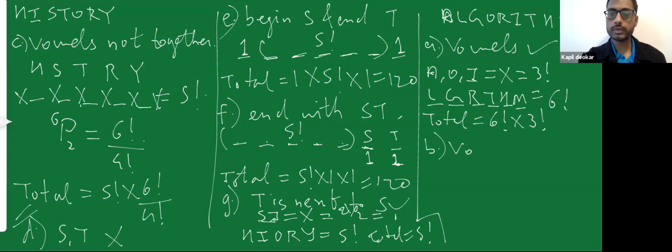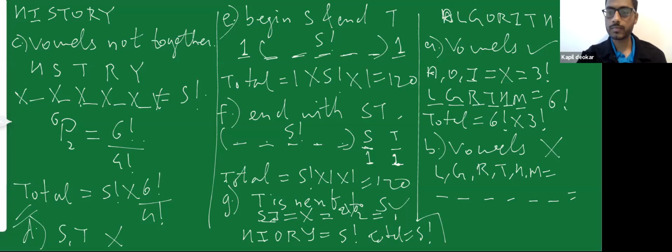Let us see a B sub question such that vowels are never together now. I don't want the vowels to be together. And how do we solve questions of this category when we don't want any 2 objects to be together? We forget about them. Just leave them outside. So which letters are left? If I forget my vowels, I'll have L, G, R, T, H, and M. 1, 2, 3, 4, 5, 6. So these letters can be arranged in how many ways?